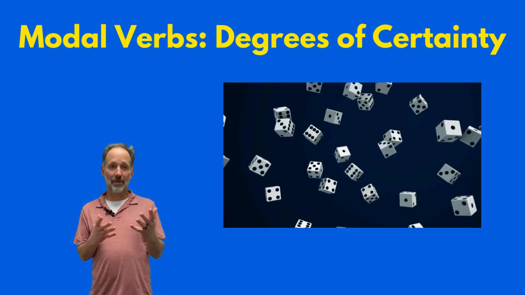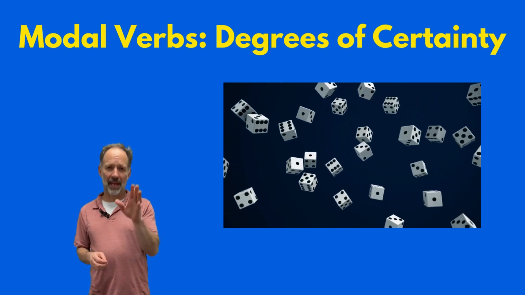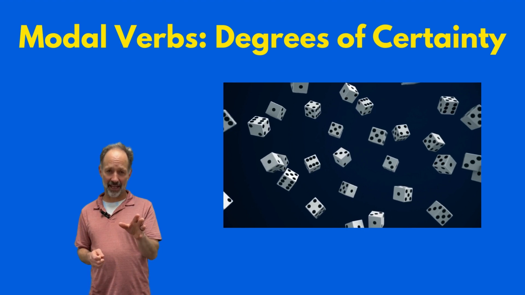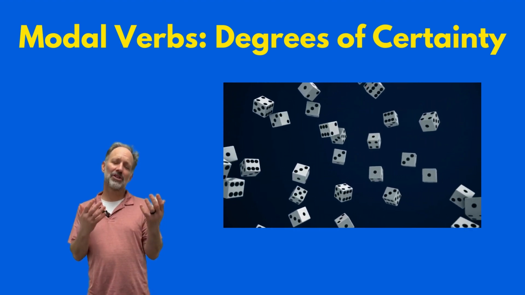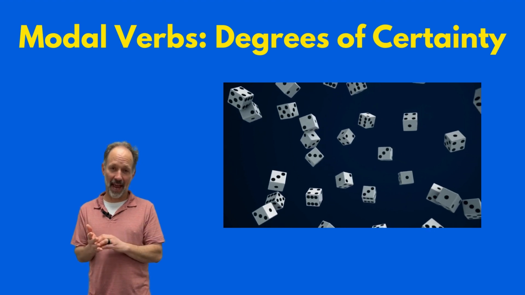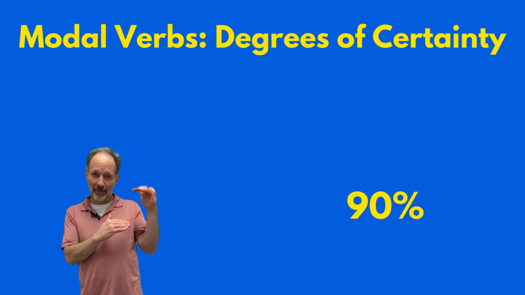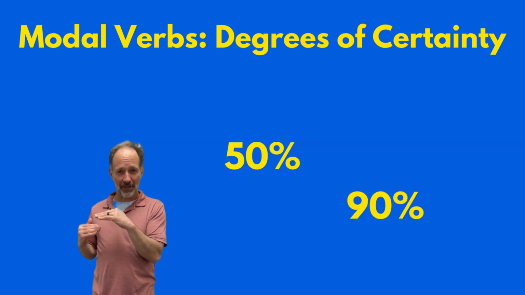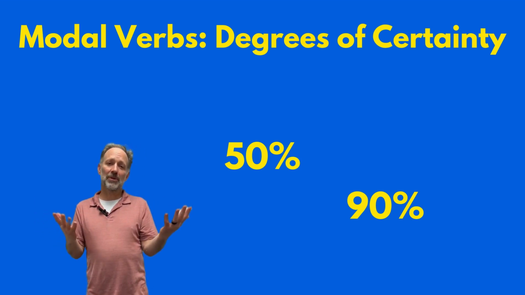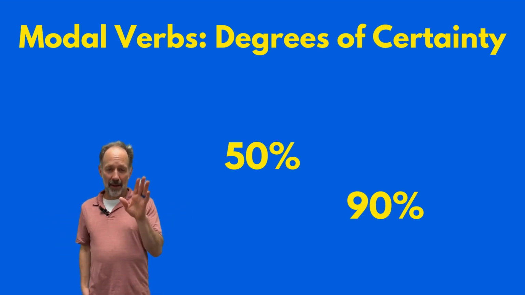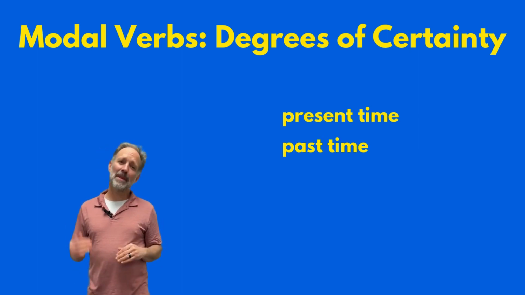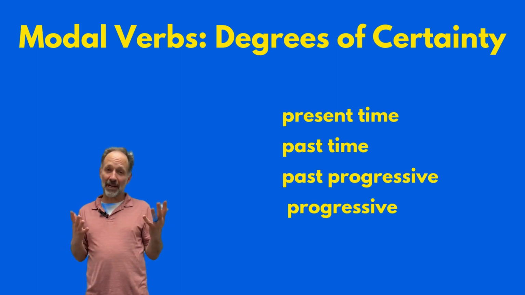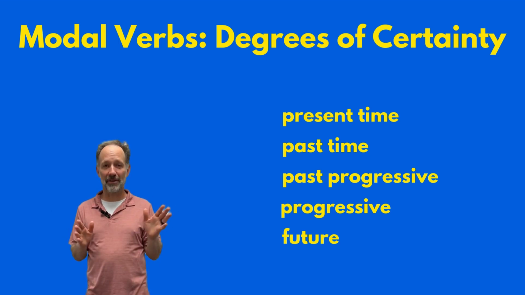Hello, today we're going to talk about modal verbs and degrees of certainty. In other words, how can we show how sure we are that something's going to happen? If we're 90% sure or 50% sure, what modal verb do we use? I'm going to talk about present time modal verbs, past time, past progressive, progressive, future, all of those.